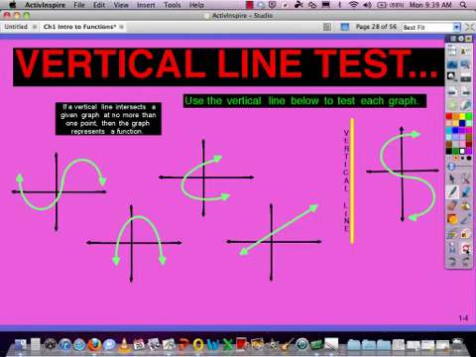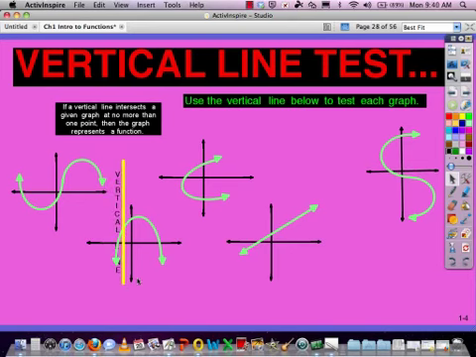So you don't need to see the xy table or the xy values. You can just use your vertical line and test your graphs. So let's pull our vertical line over here and test our graph. So this first one, run it through your graph. Every single spot on your graph, it can only hit once. So that first one was an example of a function.